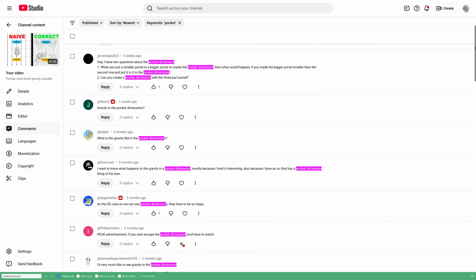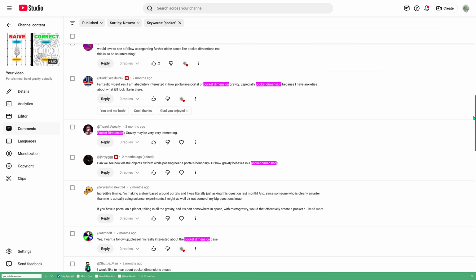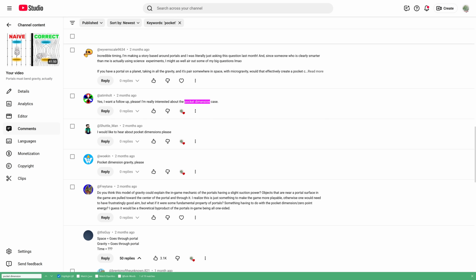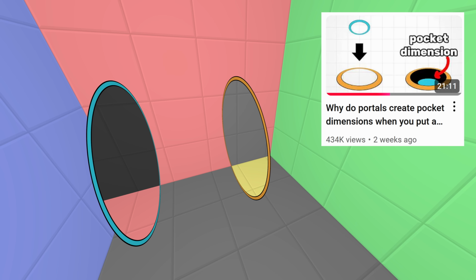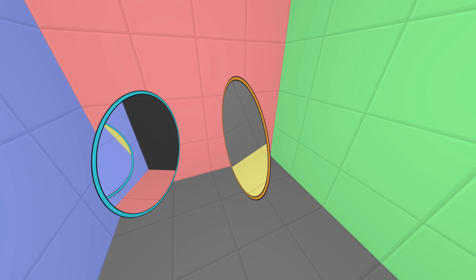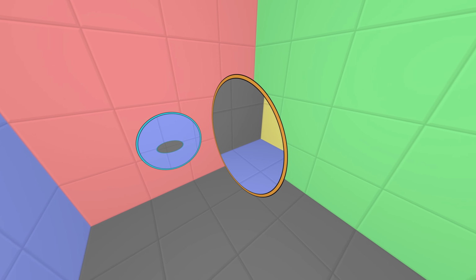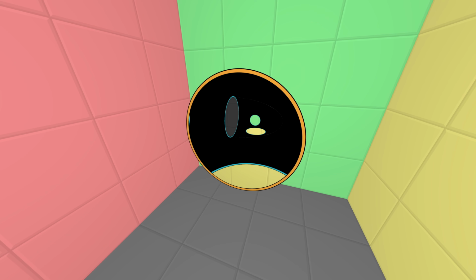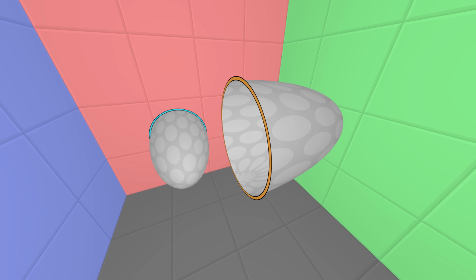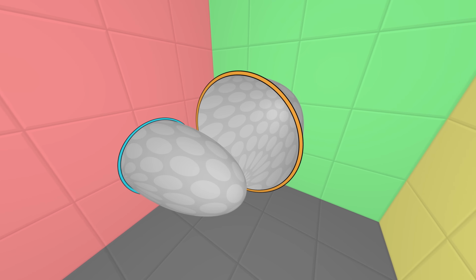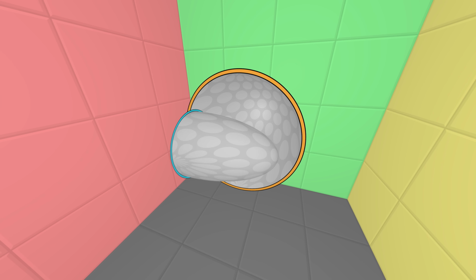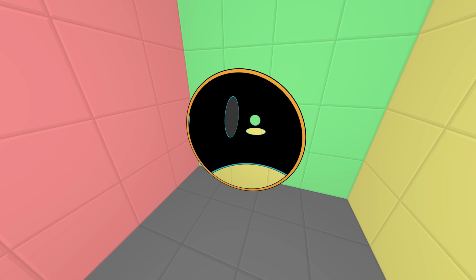Now about the pocket dimension. Many of you asked what gravity would look like in this case. As I explained in this video, to get a pocket dimension, you need to take two connected two-sided portals, make one smaller than the other, and place the small portal inside the big one. And to do that, the shape of their teleporting surface has to be curved in such a way that the small portal can fit inside the big one.